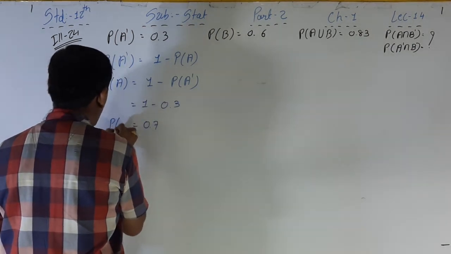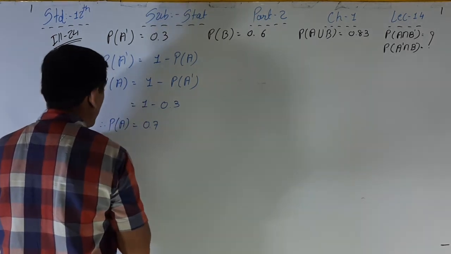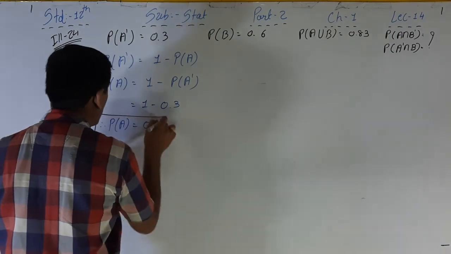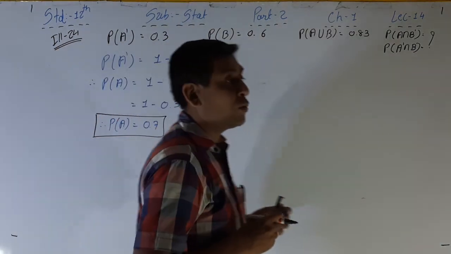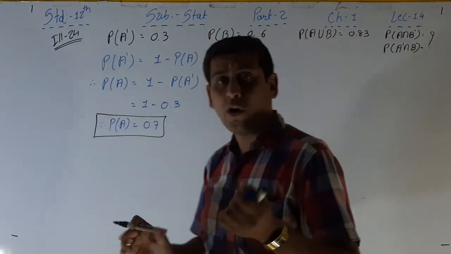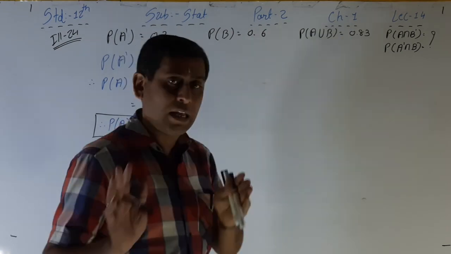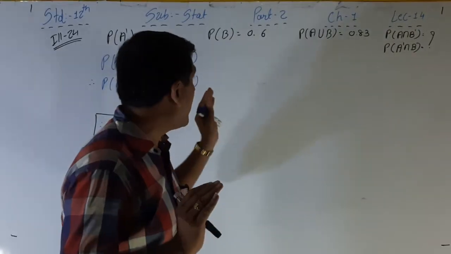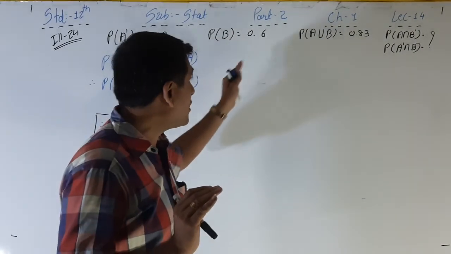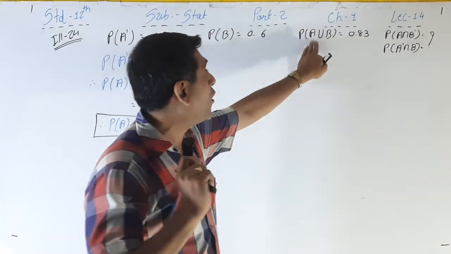So the value of P of A is equal to 0.7. We find out the first value here. Now P of B is given, and we want P of B also for this, but it is already given, so we don't have to make any process in this. But yes, we have to find out P of A intersection B from this.